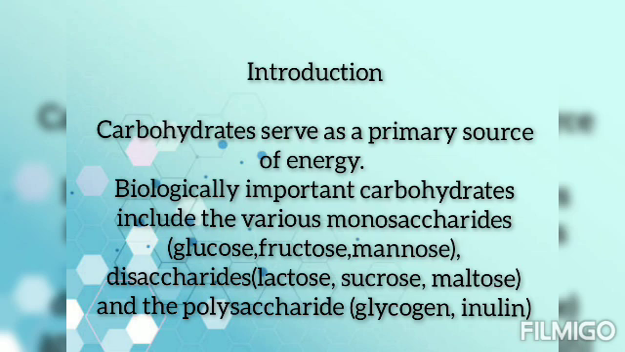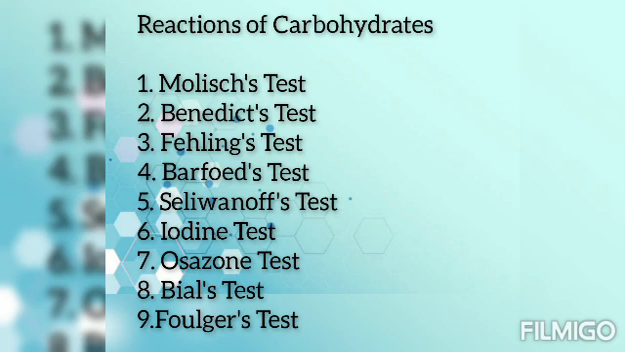Introduction. Carbohydrate serves as a primary source of energy. Biologically important carbohydrates include the various monosaccharides like glucose, fructose, mannose, disaccharides like lactose, sucrose, maltose, and the polysaccharides like glycogen and inulin. The reactions of carbohydrates are Molisch test, Benedict test, Fehling test, Barfoed test, Seliwanoff test, iodine test, Osazone test, Bial's test, and Foulger test. These tests are for the identification of carbohydrates.